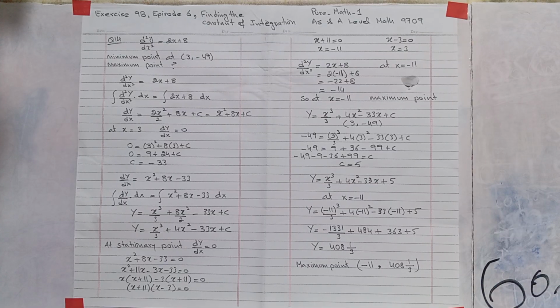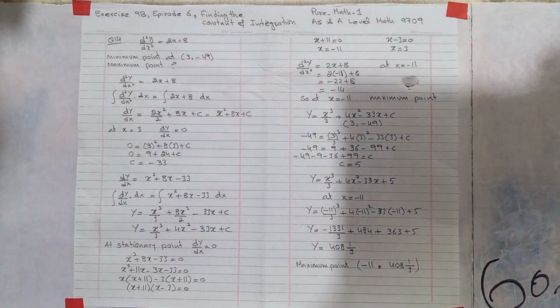So this is how you will do the question number 14 of the exercise 9b. The topic of the chapter 9 is integration, and the topic of the exercise 9b is finding the constant of integration. This is our 6th episode on this exercise. So let me show you the next question.